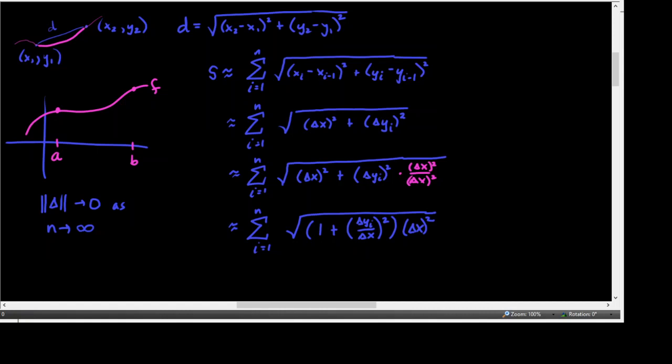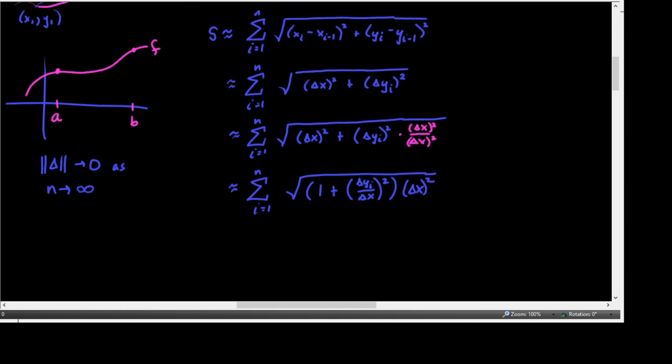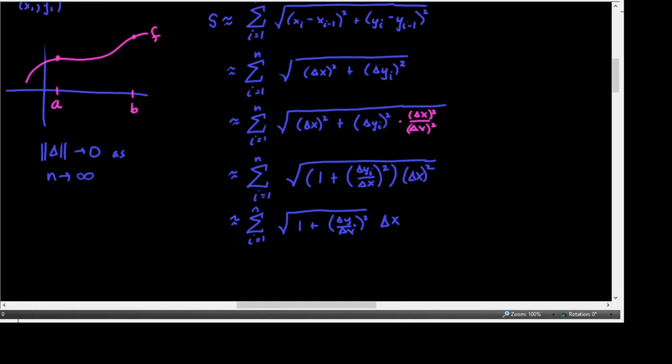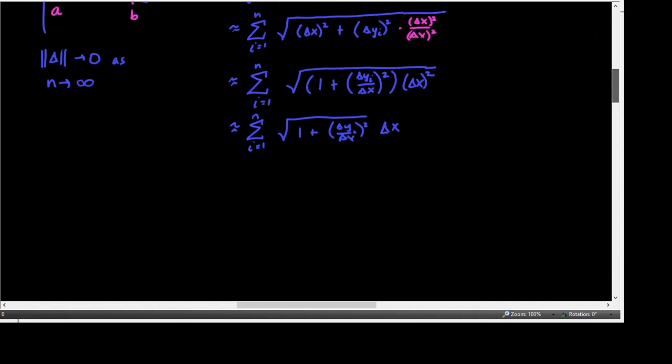Then I can split that into two radicals, the radical of the binomial looking thing I have there. Write all that down. And then the square root of delta x squared is delta x. Okay. And of course this approximation gets better and better, as I said earlier, as n goes to infinity.